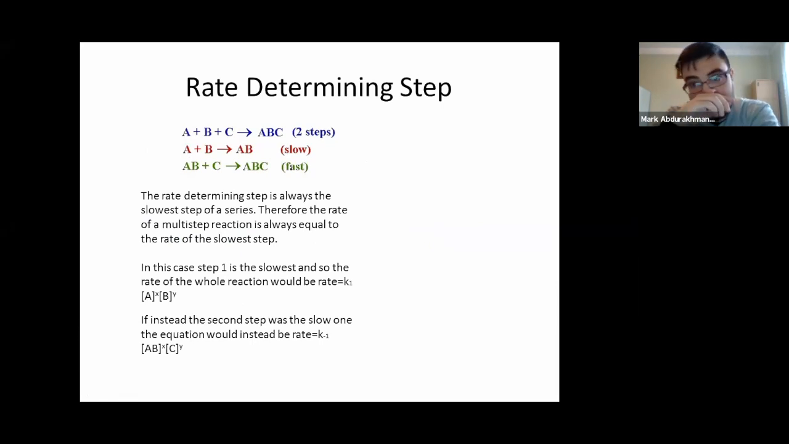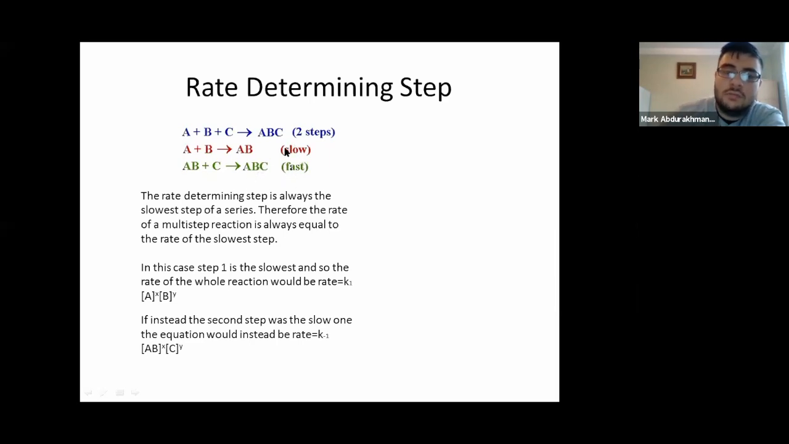Okay. Next up, we want to talk about the rate determining step. Most reactions don't proceed in one step, where the reactant magically gets converted into product. Usually there are multiple steps. For example, here I outlined something. A plus B plus C goes into ABC. That's the overall reaction, but it doesn't happen in one step. It happens in two steps. First, you take A and B, you combine them, you make AB. Then you take AB, you add in C, you make ABC.